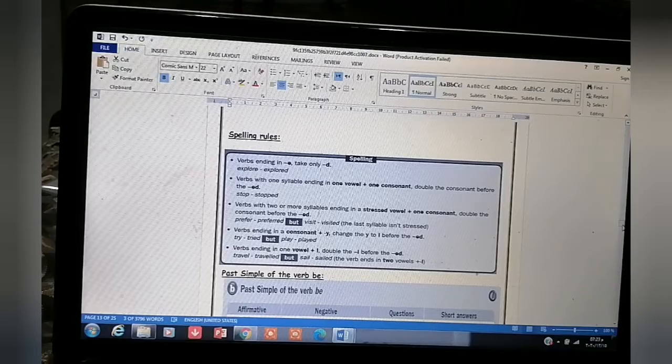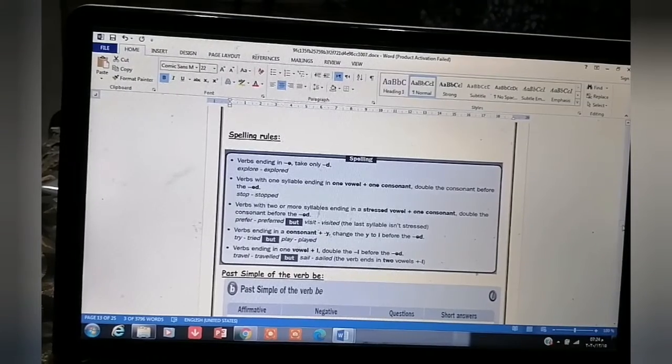Verbs number 3. Verbs with 2 or more syllables ending in a stressed vowel and one consonant, we are going to double the consonant before the ed, okay? Prefer, preferred. But when we say visit, visited, the last syllable isn't stressed, okay? Number 4, verbs ending in a consonant plus y. We change the y into i before the ed, so it will become try, tried. But play, played.